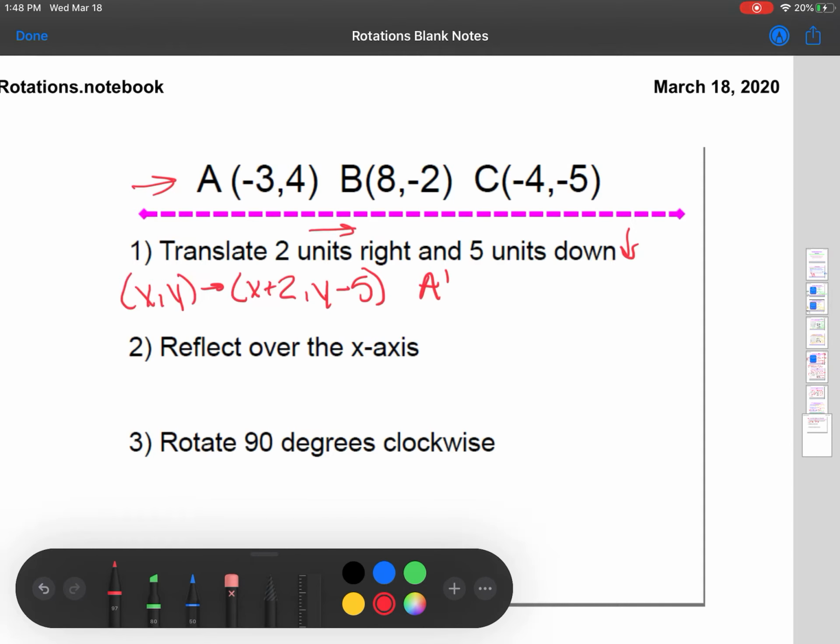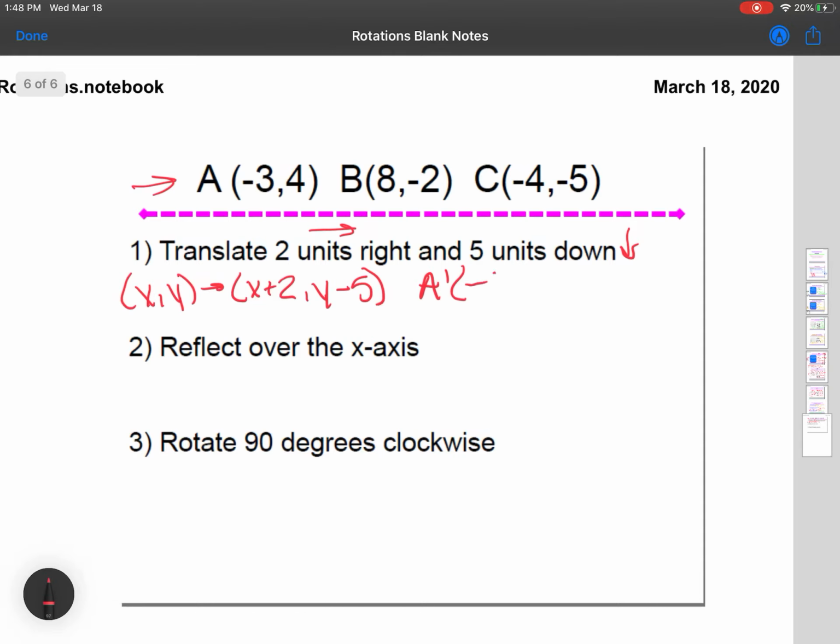Okay? A prime. Negative 3 plus 2 is negative 1. 4 minus 5 is negative 1. Okay? B prime. 8 plus 2 is 10. Negative 2 minus 5, negative 2 plus negative 5 is negative 7. And lastly, C prime. Negative 4 plus 2 becomes negative 2. Negative 5 minus 5, negative 10.